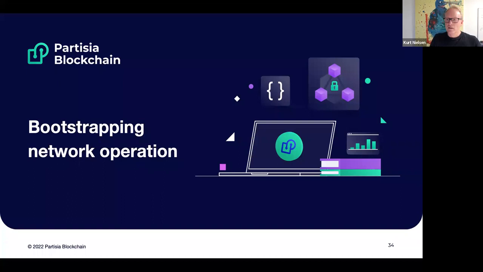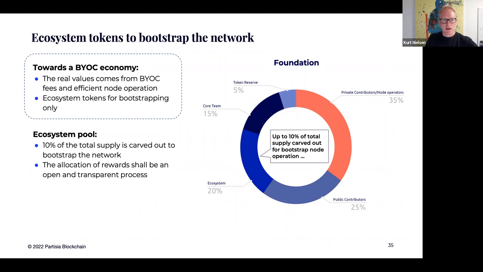All right, another part of that was the pricing. I just want to take the other part here. So this is not about fees, it's about the early phases of the network. It's about the bootstrapping. So what we have here, clearly the basic thing is the BYOC economy, which I've just spoken about, the fees being paid for using the network. But in the beginning, we have a bootstrapping process, and that's the amazing thing you can do with a token economy. You can actually bootstrap these two-sided markets. So that's what we're doing. We carved out like 10% of the total supply, half of the ecosystem pool, for bootstrapping the node operation of the network.